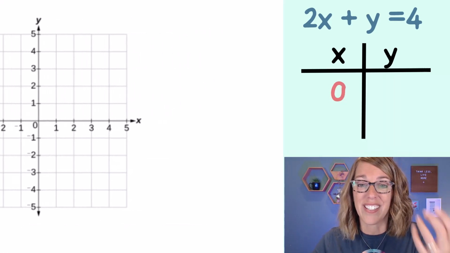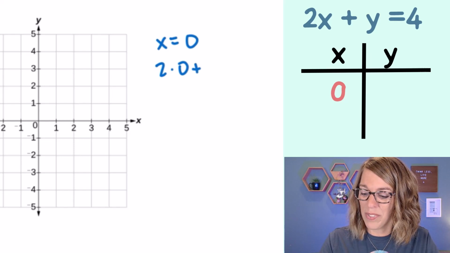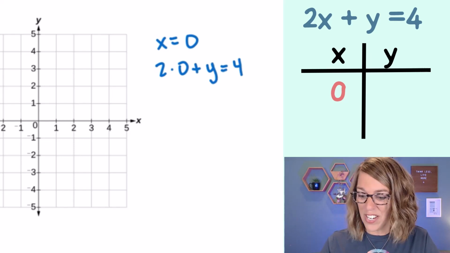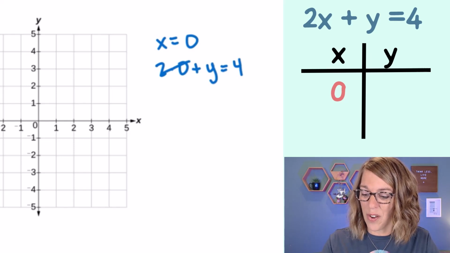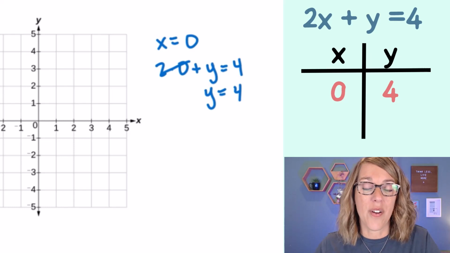I'm going to start off with a 0 for x. So when x is equal to 0, I get 2 times 0 plus y equals 4. I'm going to solve this little mini equation. 2 times 0 is 0, and y is equal to 4. So I get that point 0, 4.